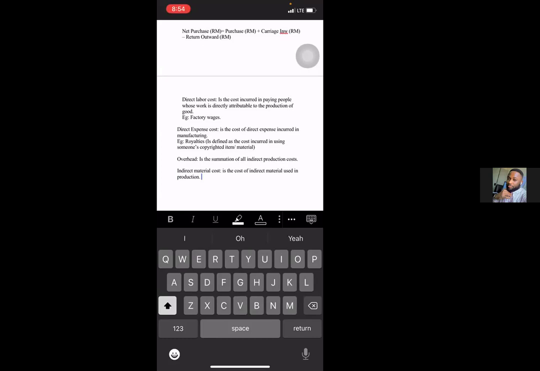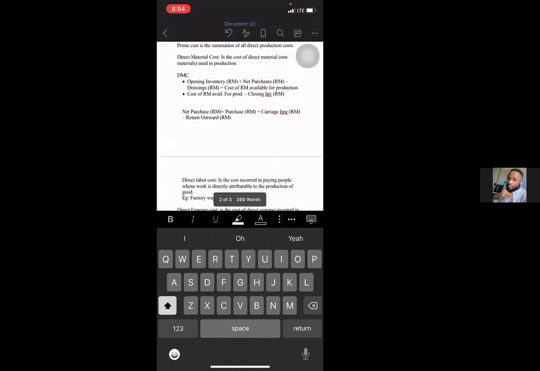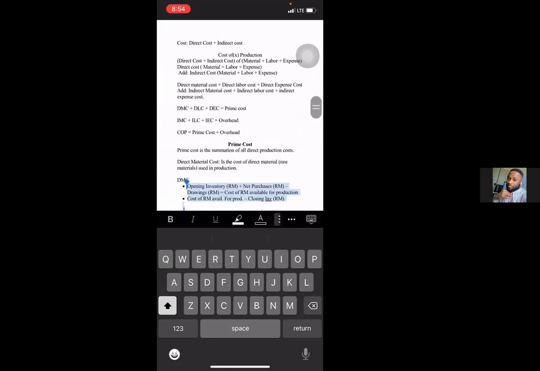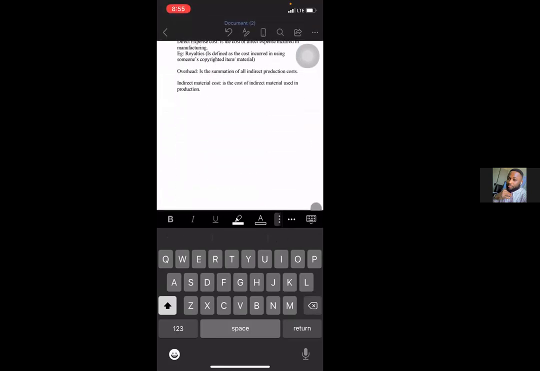So with indirect cost, you can be given the full amount, or you can be given opening inventory, purchases, and all that. All right. So if you are not given the full amount of indirect cost consumed, you can be given opening inventory. So with that, you follow the same procedure as you did for direct material. So copy and then let's paste this here.